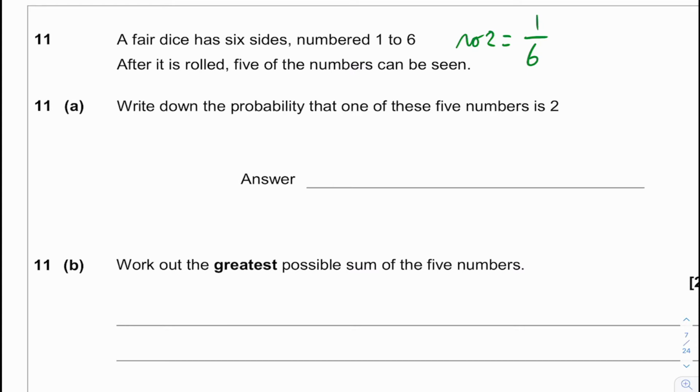So therefore, the probability that one of these 5 numbers is a 2, so one of the numbers that we can see, is going to be equal to 1 take away the probability that we can't see a 2, which is 1/6. So the probability is equal to 5/6, and that's the answer for this question.